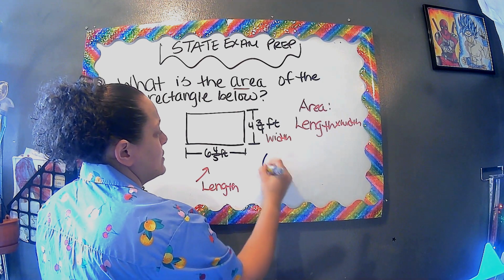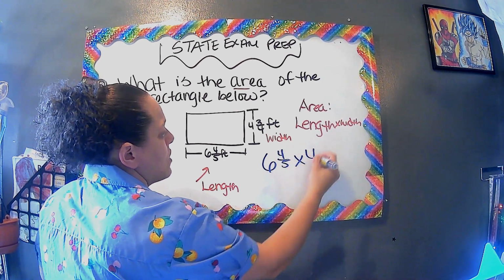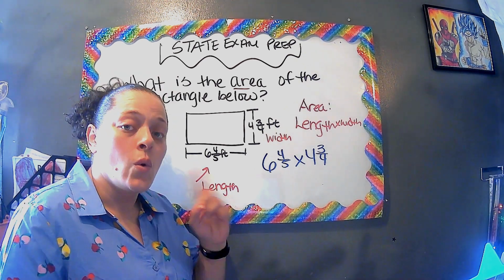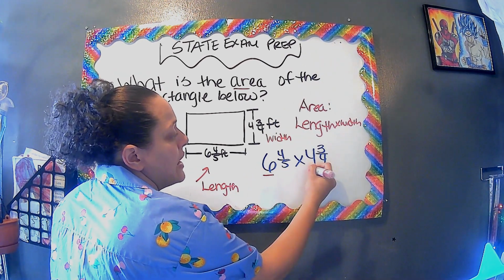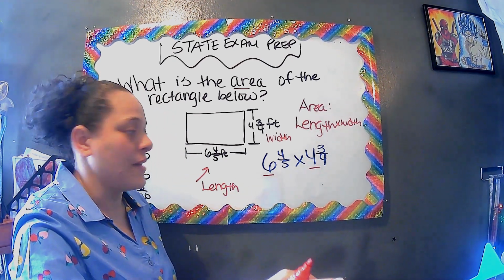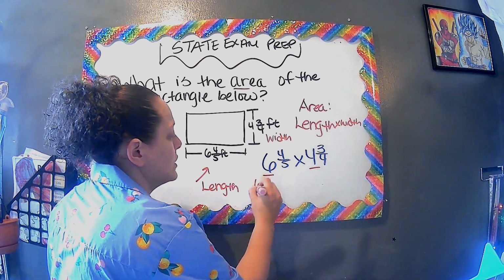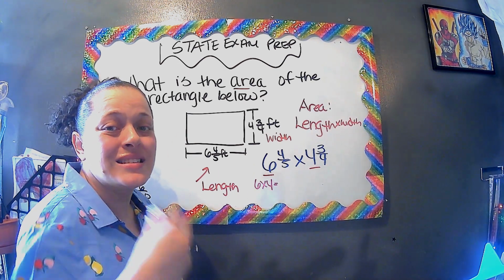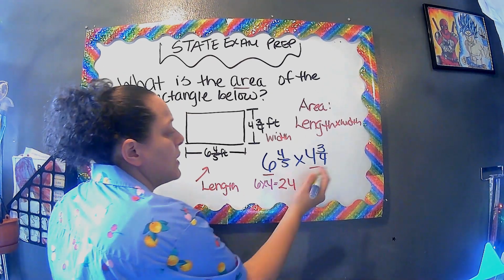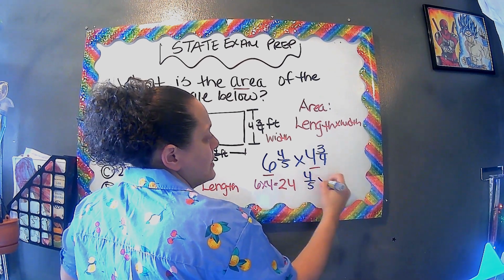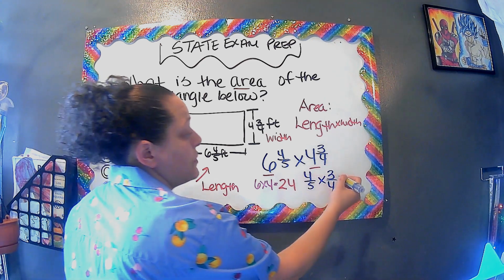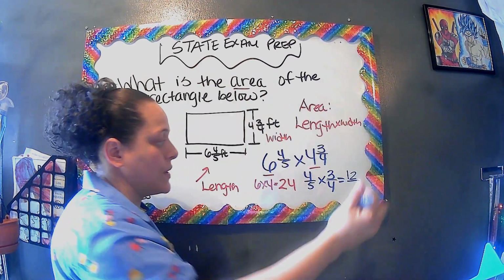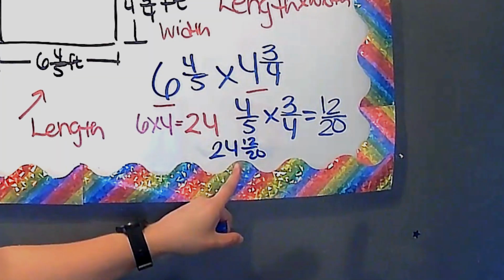So in this case we would have 6 4/5 times 4 3/4. Now what I personally like to do is I like to keep everything organized and categorized. What do I mean by that? In this case we have a 6 and a 4. I like to keep whole numbers together and the fractions together. So 6 times 4, well 6 times 4 is what? 6 times 1 is 6, 6 times 2 is 12, 6 times 3 is 18, 6 times 4 is 24. So we multiply the fraction part, it is 4/5 times 3/4. So 4 times 3, 4, 8, 12, over 5, 10, 15, 20. When we put it all together, 24 and 12/20.